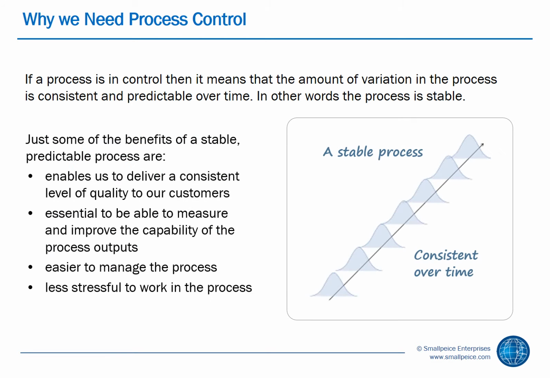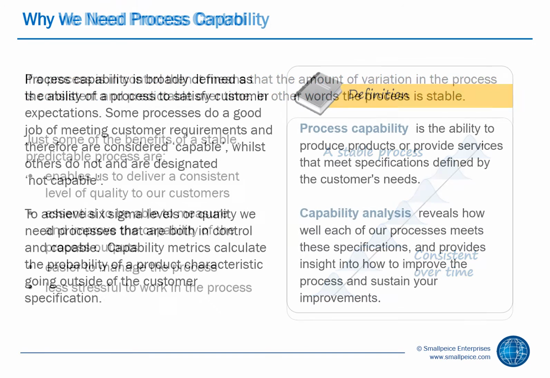Just some of the benefits of a stable, predictable process are listed here, and one that is particularly relevant in relation to process capability is that you must have a stable process before you are able to measure and improve process capability of the process outputs. That's why we check stability on the measure phase roadmap before we check capability.